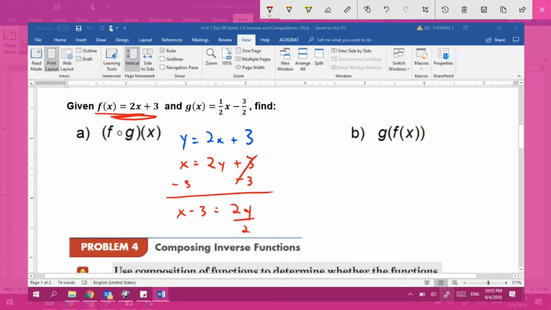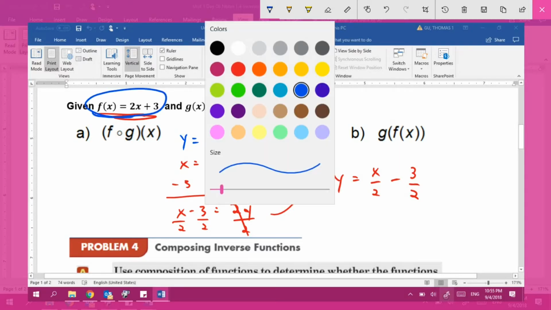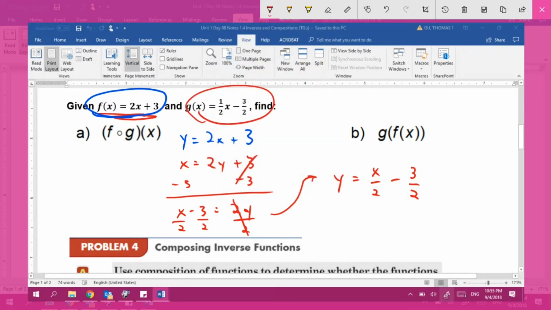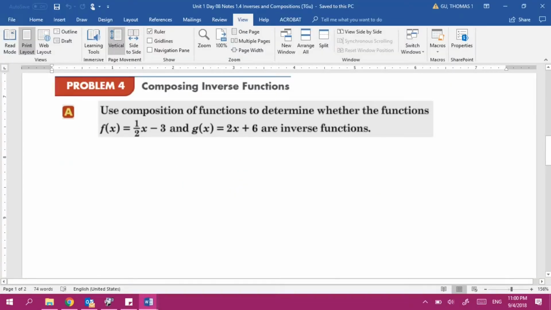Divide by 2, divide by 2, divide by 2. And we can see that, oh my goodness, wait a second. Y equals x over 2, which is the same thing as 1/2 x, minus 3 over 2. Wow, I found the inverse function of f of x right here. And it gave me this exact g of x. It's true. When you do the compositions of each other and it equals x both ways, they're the inverse of each other. That's crazy. So let's use this idea in some examples.